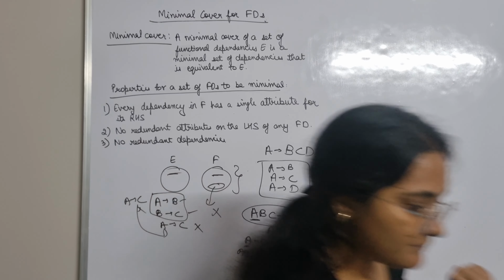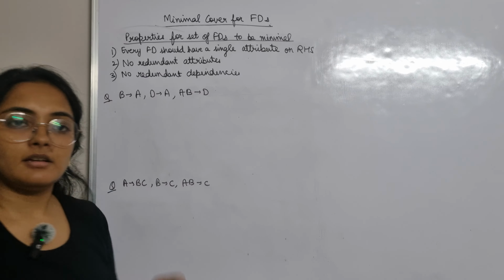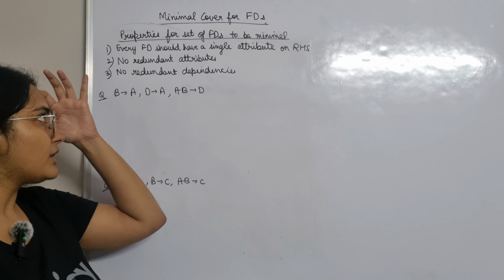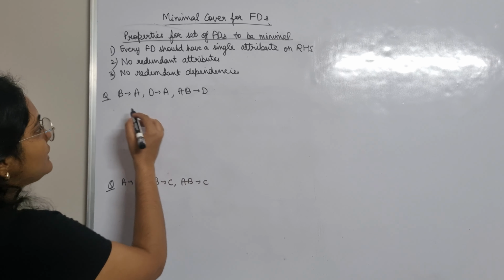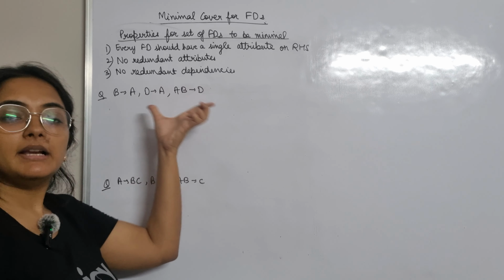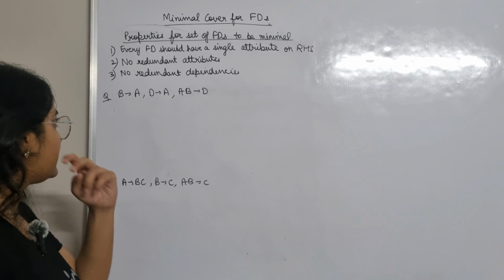Okay, so let us see these two questions. I have written the properties here so that it is more visible and I can organize space well. We are given this set of functional dependencies, and now we need to find the minimal cover of this set of functional dependencies, right?